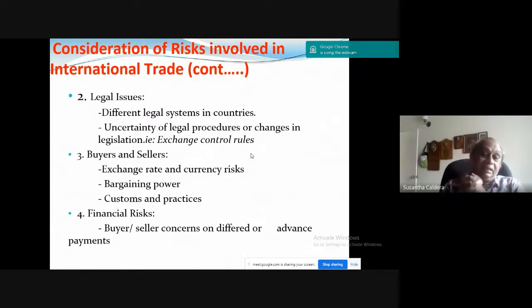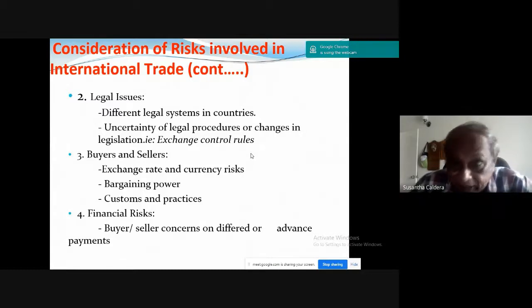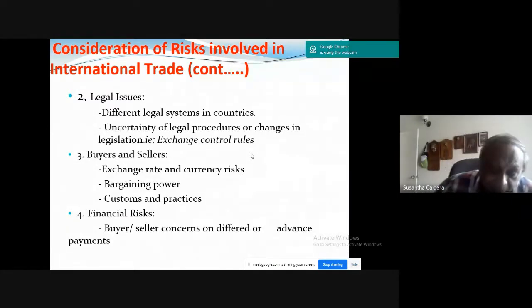Then customs and practices. Different countries have different customs and practices, and that particular one also we have to give some consideration. Financial risk. The buyer and seller concerns on deferred or advance payment. Normally a buyer wants deferred payment or advance payment.